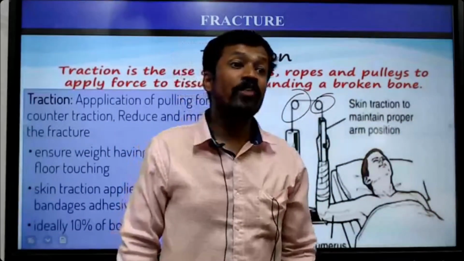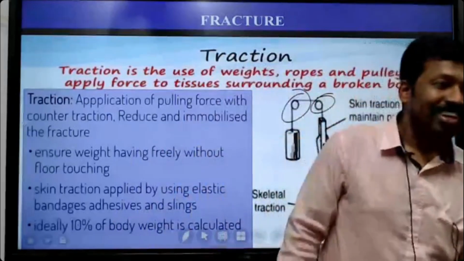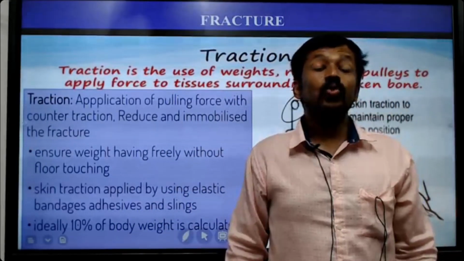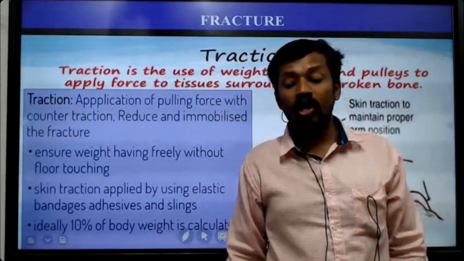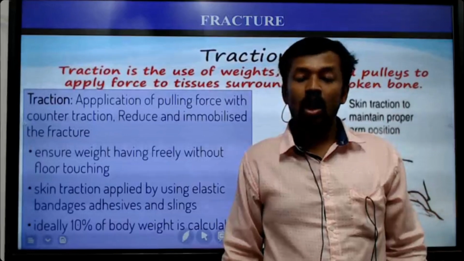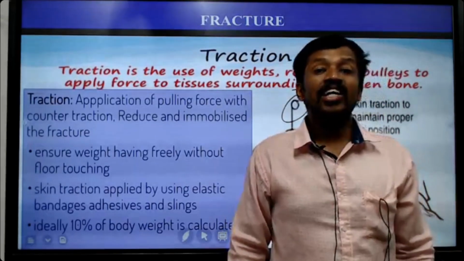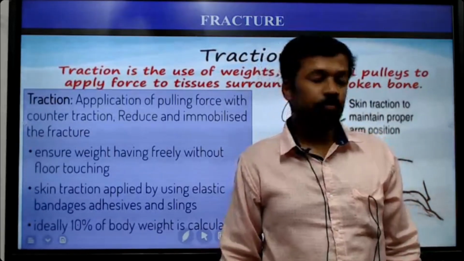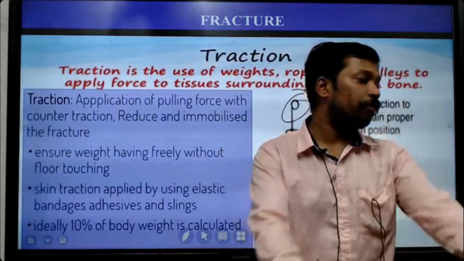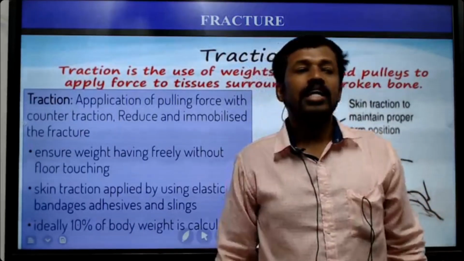So what is the maximum weight for skeletal traction? Skeletal traction: 9 to 18, or 9 to 20 pounds, or we can say 4.5 to 9 kg. That is the maximum weight we can put on skeletal traction.